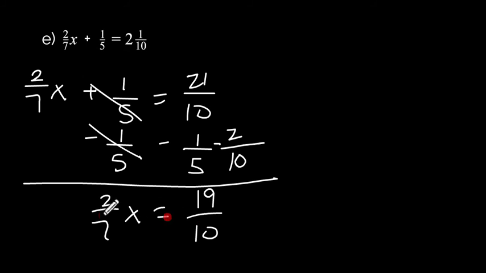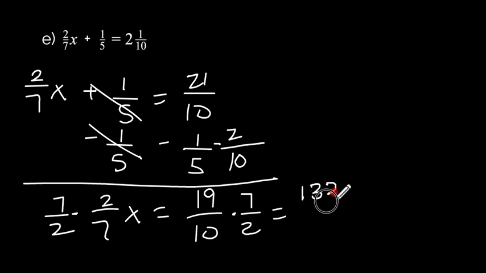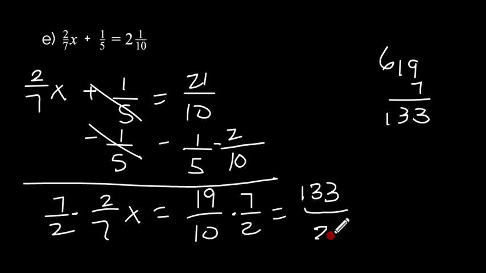19/10. Multiply both sides by the reciprocal. 7/2 times 7/2. And nothing crosses out. So we get 133. Let me just make sure that's right. 63, 6, 133. Good. Over 20. And you can leave it improper, which is awesome.